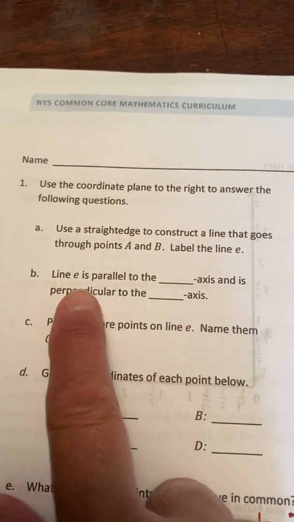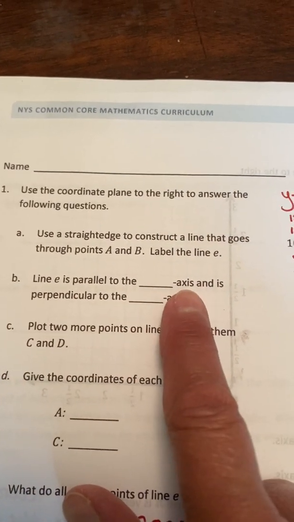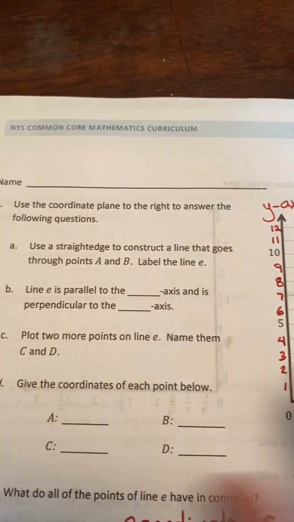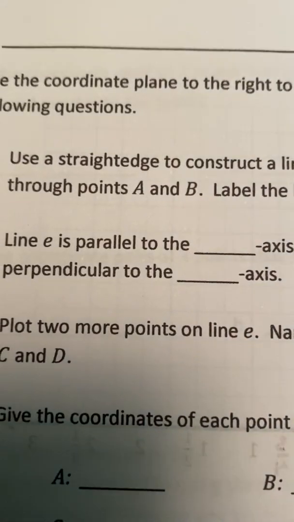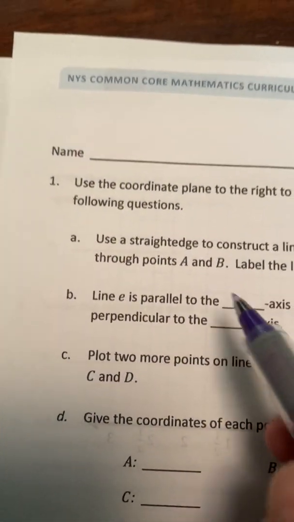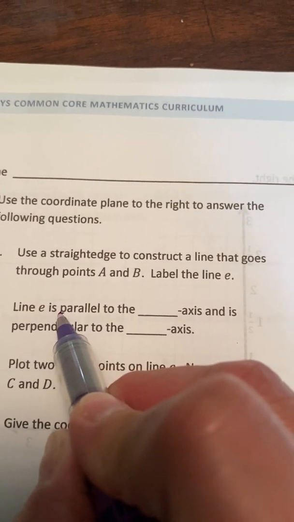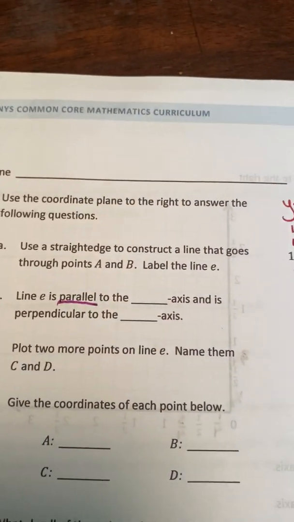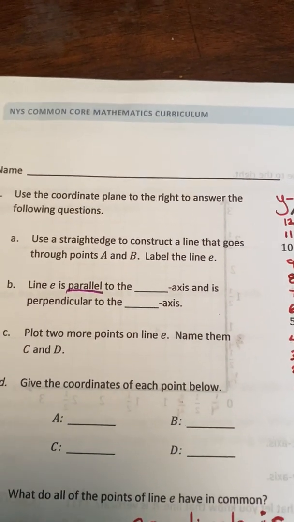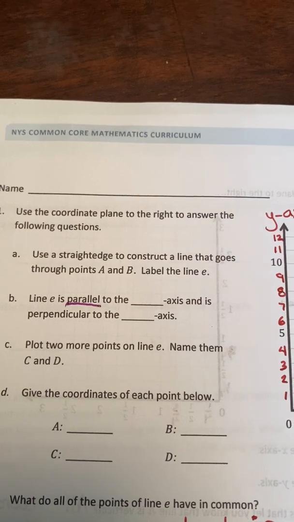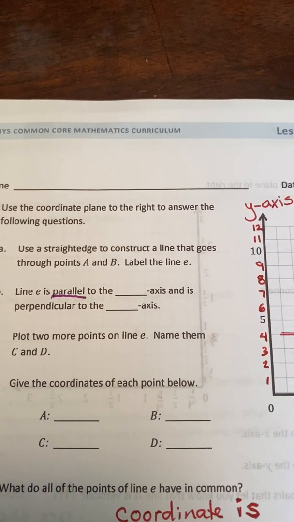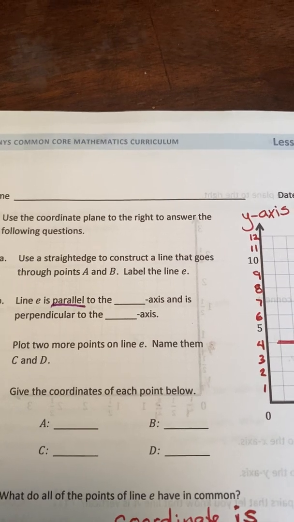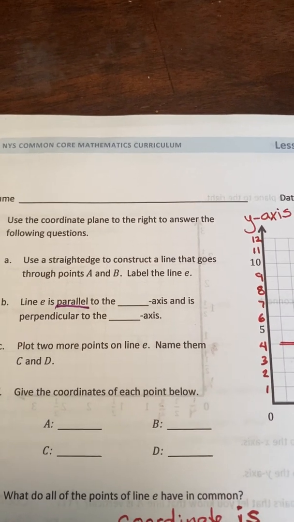It says line E is parallel to which axis and is perpendicular to which axis? The key word here that you need to know is parallel. Make sure you know what that means. It's like train tracks. Train tracks are always parallel to each other, so those trains can stay on there. They're always an equal distance apart, and they will never meet. And perpendicular is lines that meet.